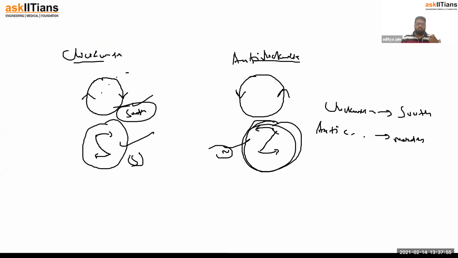Clockwise means the south pole is towards us. Anti-clockwise means the north pole is towards us. So the portion behind will be the south pole, and magnetic field lines will be emerging from north to south poles. They are concentric circles near the coil, and at the center of the coil, or near the center, they are just straight, parallel magnetic field lines.